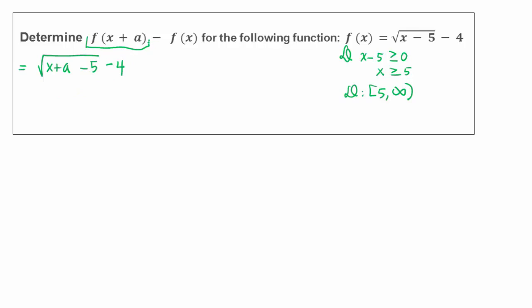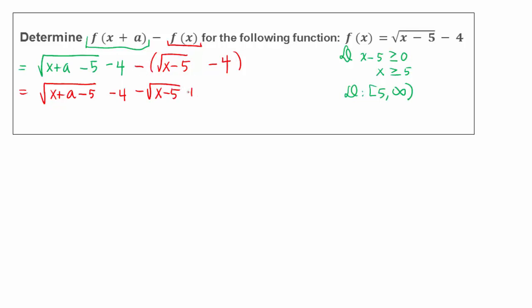So this whole thing is f of x plus a. Now it says you take off the original function, so minus f of x, just copy the whole thing. So we have to put it in parentheses. So it's going to be the square root of x minus 5 minus 4. And then when we simplify that, you're going to get the square root of x plus a minus 5 minus 4 minus the square root of x minus 5. And then when you distribute that negativity, that becomes plus 4.